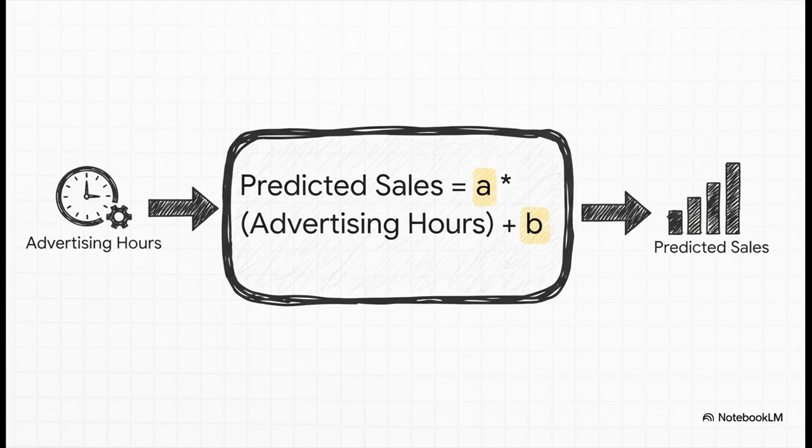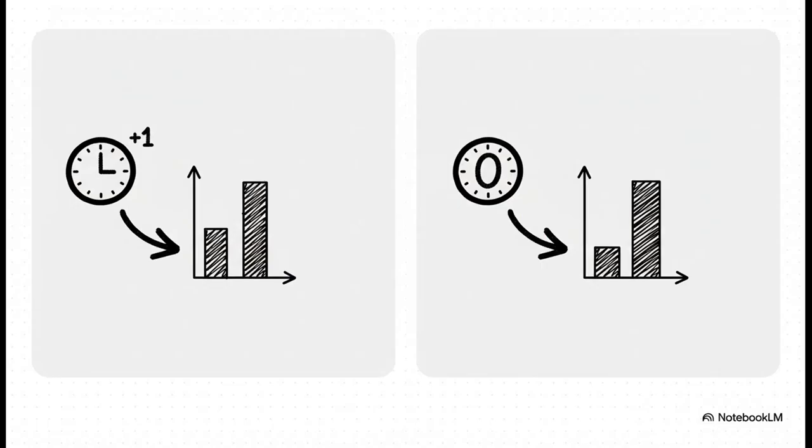Now, I know it might be giving you flashbacks to high school math, but stick with me. It's really simple. It just says our predicted sales equals some number A times our advertising hours plus another number B. So what on earth are A and B? Let's break it down. A is what we can call the multiplier.